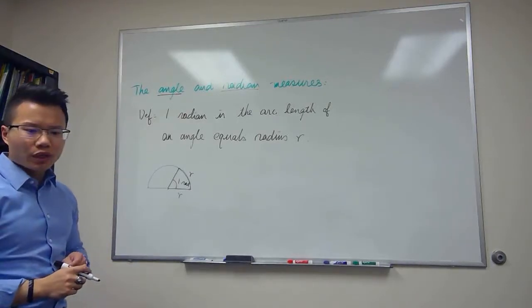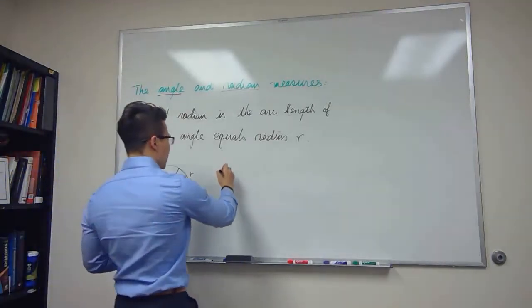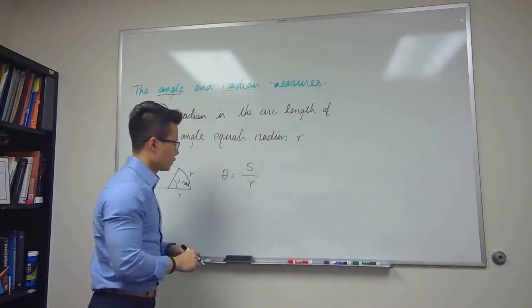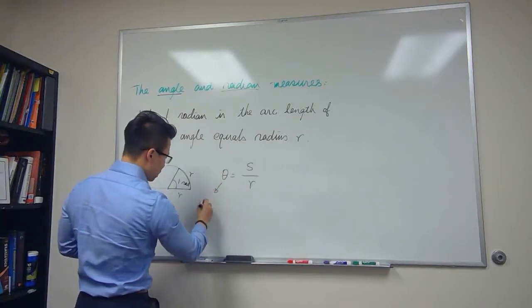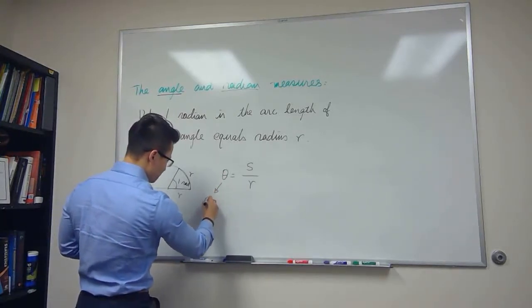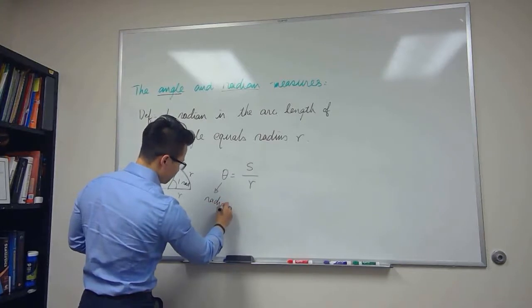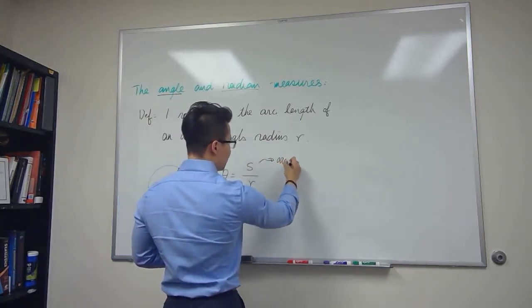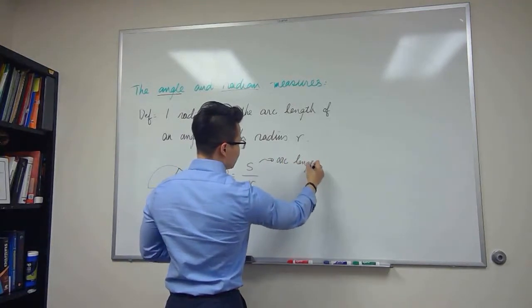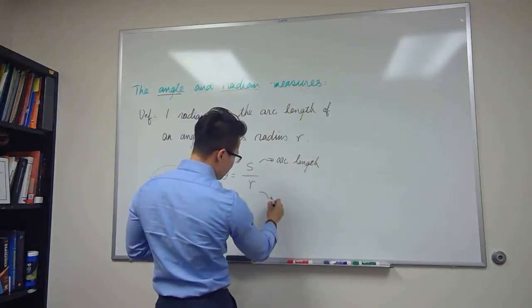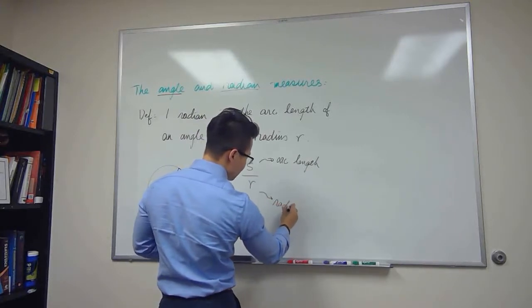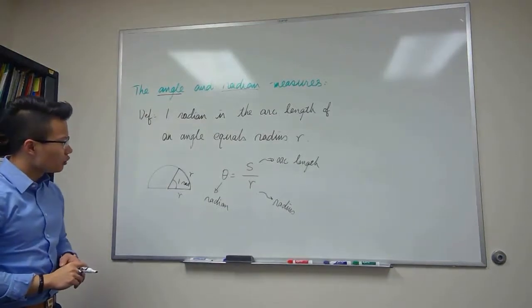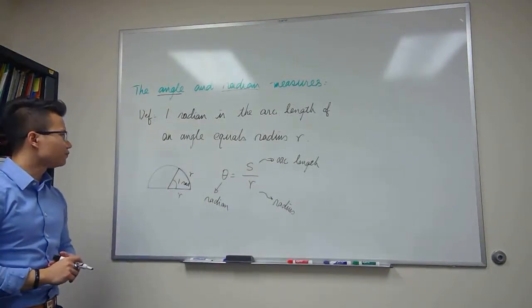And the way we're doing it is by using a formula that is theta equals s over r. Okay, and the theta in here is represented by radian, s in here is represented by the arc length, and r in here is represented by the radius. So that is the formula for the calculation.